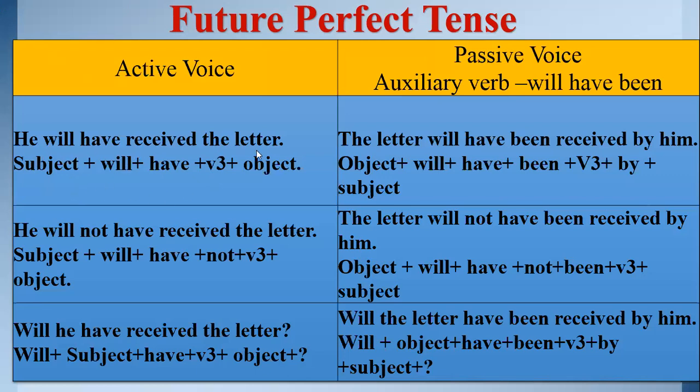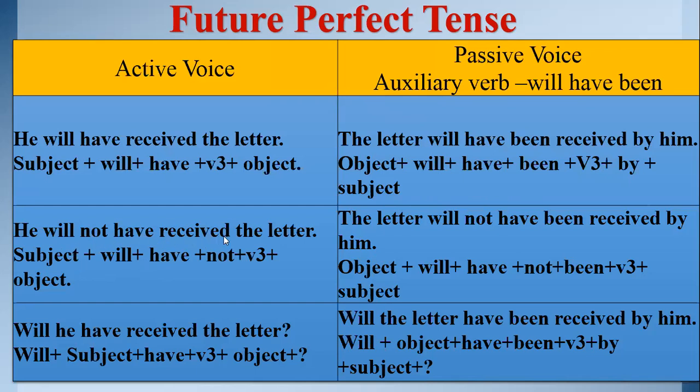So, he will have received the letter. The letter will have been received by him. Again, the object, then will have been, these are my auxiliary verbs. The third form of the verb with the preposition by and the subject in the end. And he changes to him. I told you in the last class about the change in the pronouns, that he changes to him. Okay, she changes to her.